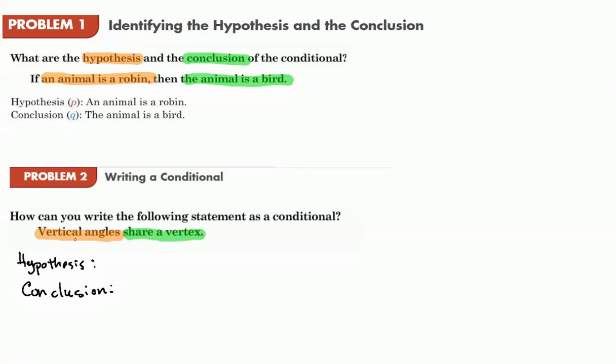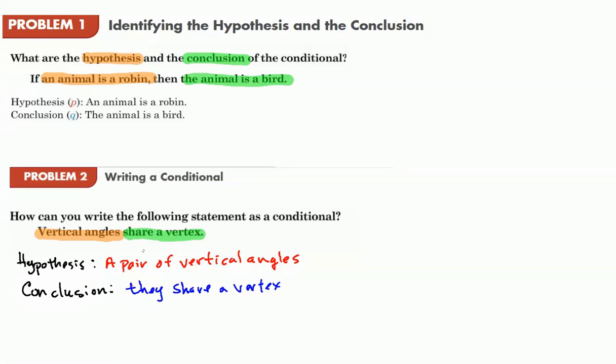So for vertical angles, if you go back to 1.4, vertical angles are a pair of angles that cross each other. So you're going to say it's a pair of vertical angles. Okay, the conclusion is they share a vertex.